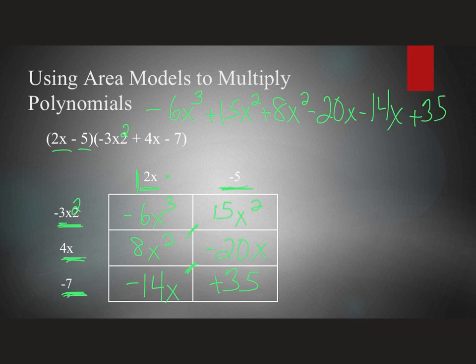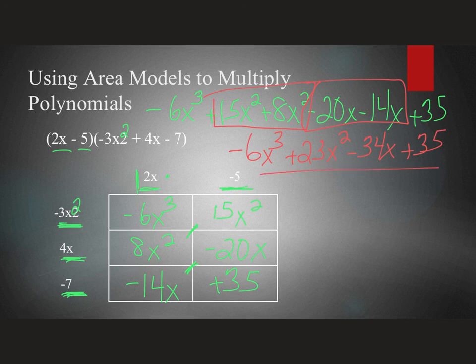So I can combine these and I can combine these. So I can rewrite it as negative 6x to the third power plus 23x squared minus 34x plus 35. So I go down from my x cubed to x squared to x to my constant.